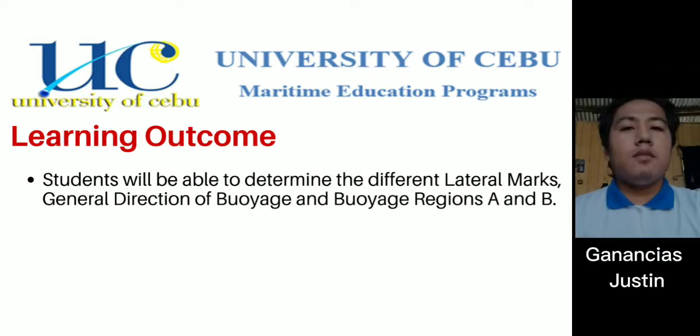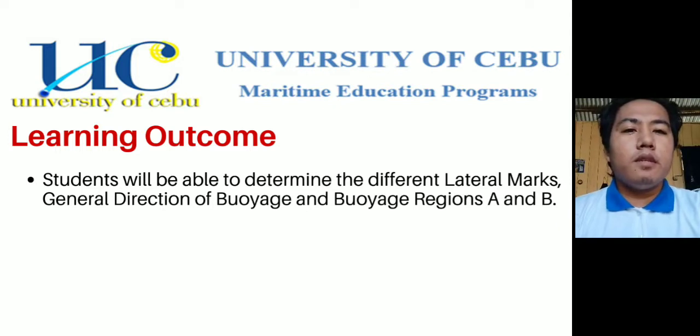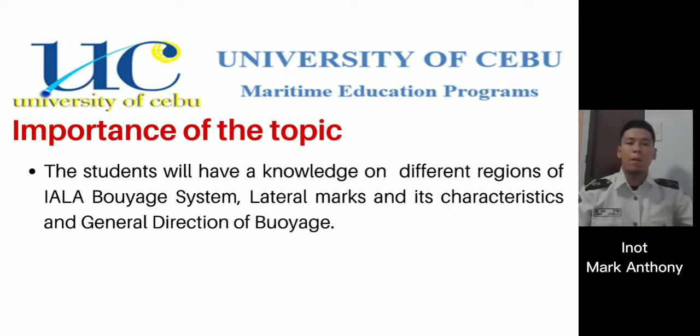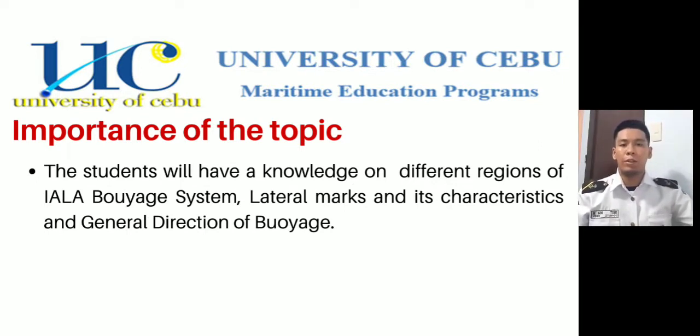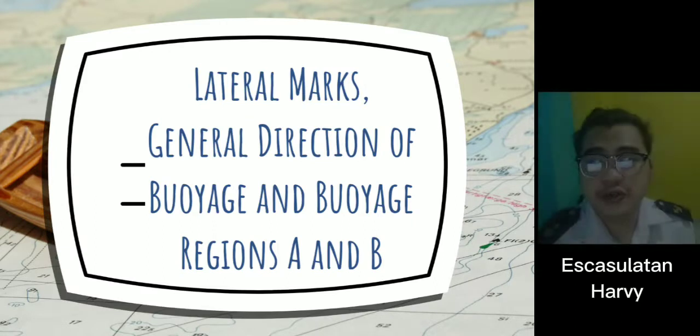Learning outcome. Students will be able to determine the different lateral marks, general direction of Bouyage and Bouyage regions A and B. After these discussions, the students will have knowledge of the different regions of the IALA, or the International Association of Marine Aids to Navigation and Lighthouse Authorities Bouyage system, lateral marks and their characteristics, and the general direction of the Bouyage.